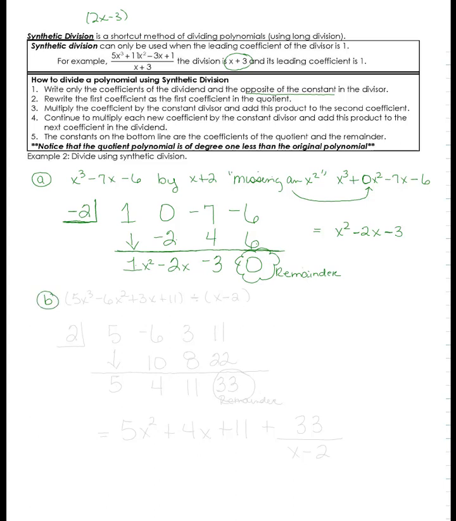Letter B. We have here 5x cubed minus 6x squared plus 3x plus 11 divided by x minus 2. What is our divisor here? x minus 2. So when we set this problem up in synthetic division, what will be our new divisor? Positive 2.